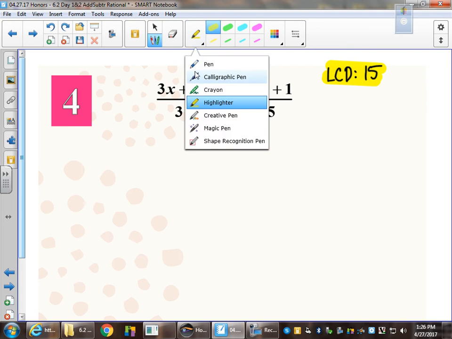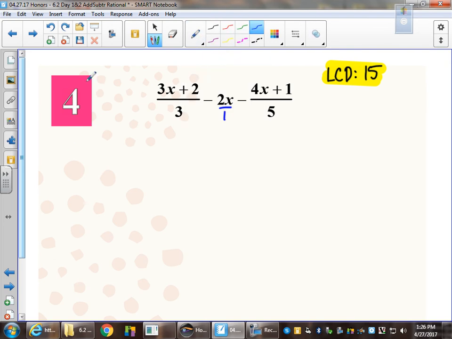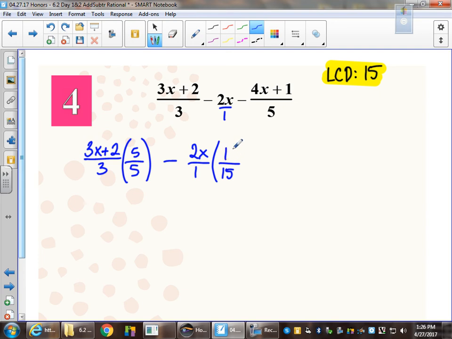So we're going to go piece by piece and see what we have to do to get that to happen. So 3x plus 2 divided by 3 is the first piece we're looking at. Set up what I'm going to multiply by. 3 times what is 15? 5. If I multiply the denominator by 5, I have to multiply the numerator by 5. Minus, this is 2x divided by 1. To get 1 to be a 15, I have to multiply by 15. And if I multiply the denominator by 15, I have to multiply the numerator by 15.